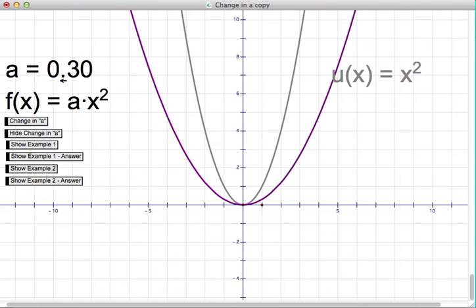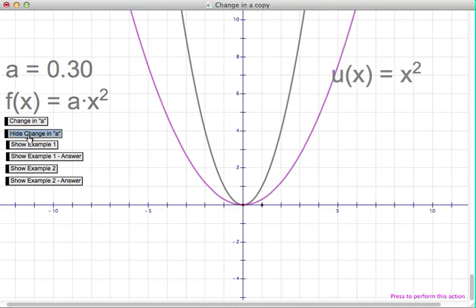I'm going to pause it right there. 0.3 is less than 1, so that graph is wider than the graph of the parent function, which is just x squared, in which a is just 1. So less than 1, it's wider. Greater than 1, it's narrower, or skinnier if you want to think about it that way.